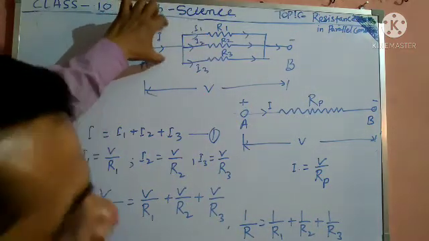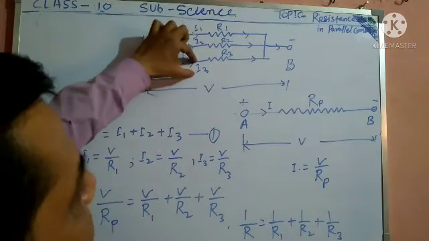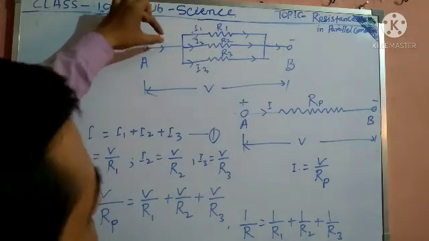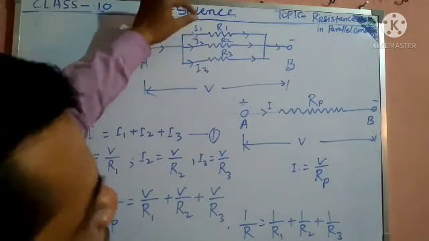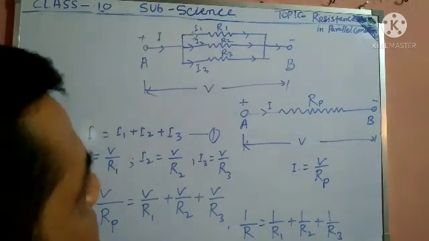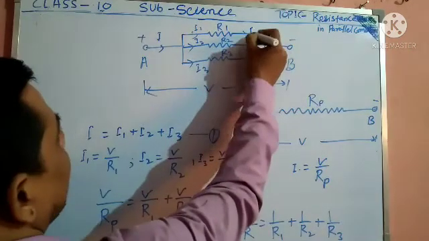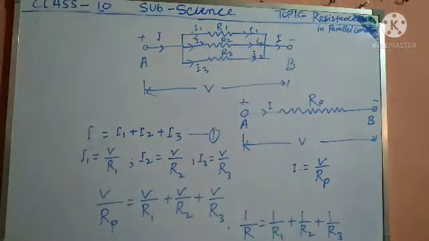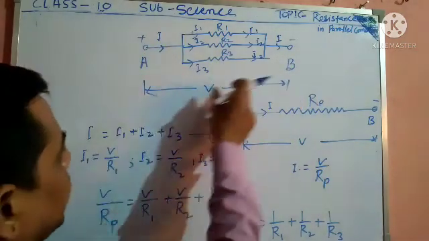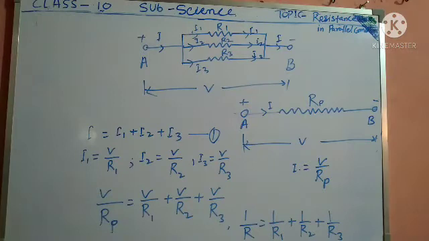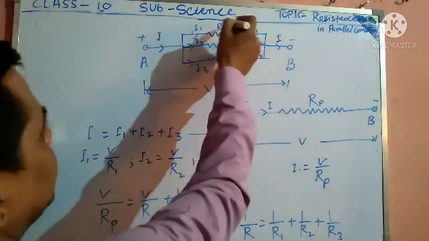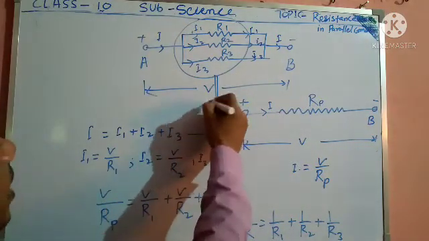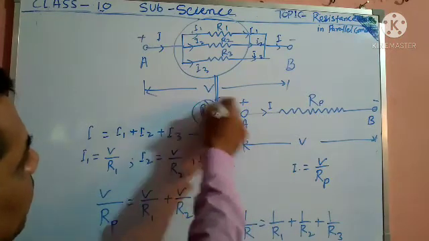The current I is divided into three parts, I1, I2 and I3, which pass through the three resistances. Then I1, I2 and I3 finally come together and form I again. So between A and B, the potential difference V is across these resistances. R1, R2, R3 are in parallel, and the combined resistance is RP.